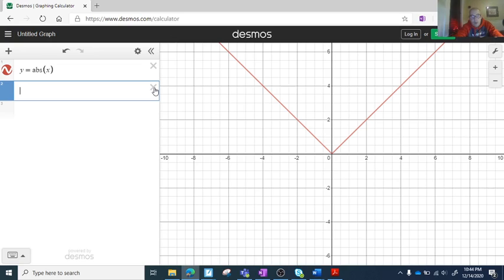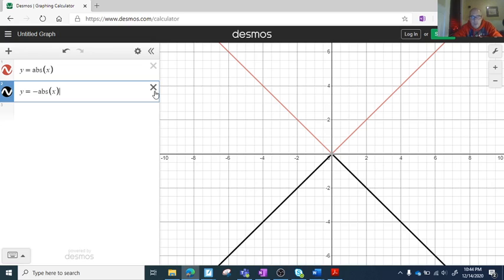If I was to write out the function y equals and put a negative not inside the absolute value but out in front, look what happens. Because the absolute value of x is always positive, but then I'm going to take the negative of my answer, that's going to guarantee that my y values are always negative, which means the graph's still going to be a V shape, but it will open down instead of up.